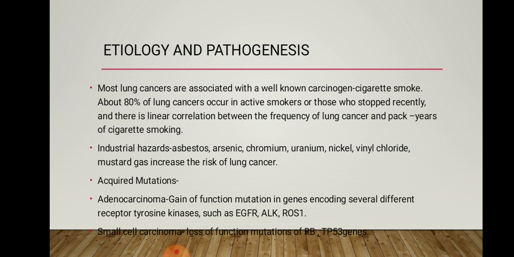Etiopathogenesis. Most lung cancers are associated with a well-known carcinogen called cigarette smoke. About 80% of lung cancers occur in active smokers or those who stopped recently, and there is a linear correlation between the frequency of lung cancer and the pack years of cigarette smoking. Industrial hazards increase the risk of lung cancer, like asbestos, arsenic, chromium, uranium, nickel, vinyl chloride, mustard gas. Acquired mutations, such as in adenocarcinoma, gain of function mutation in genes encoding several different types of receptor tyrosine kinase such as epidermal growth factor receptor, and in small cell carcinoma, loss of function mutation of genes like RB gene.